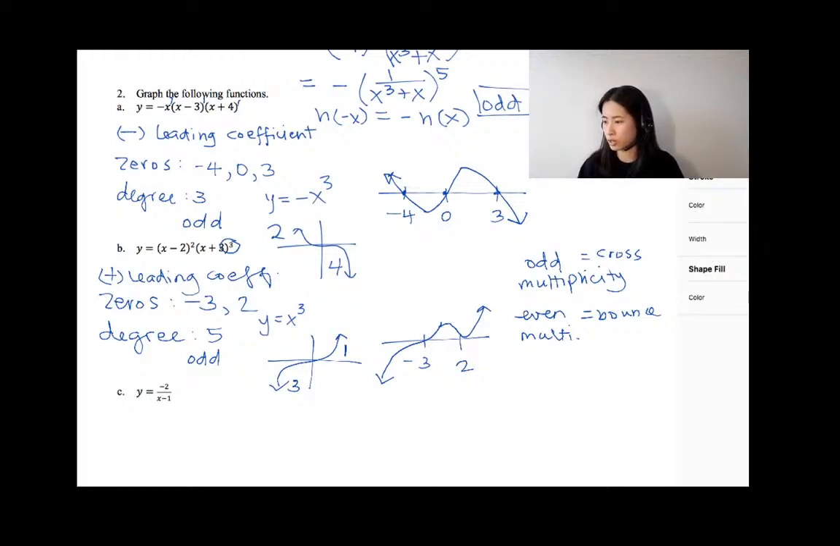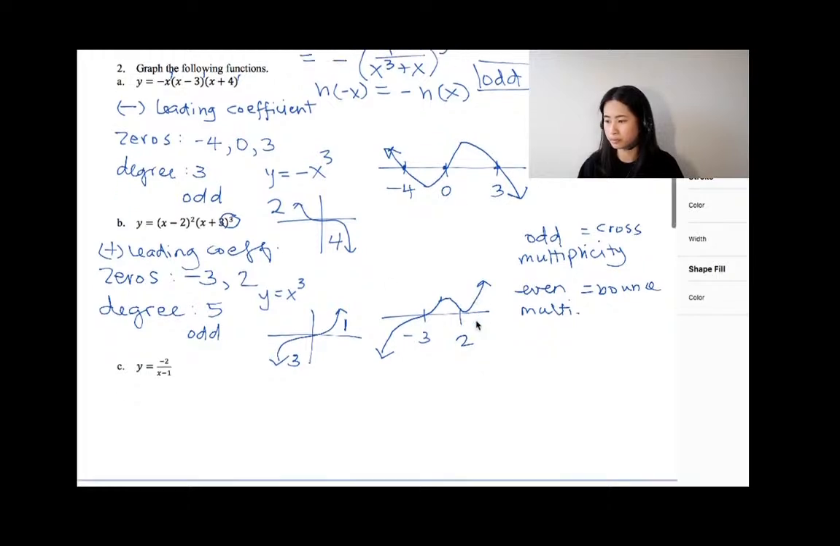So let's move on to question C. We can see that this is a rational function. If it's a rational function, that means you're going to have a numerator and a denominator. Respectively, you have x minus 1. If it's a rational function, you need to determine whether it has asymptotes, because we know that rational functions have asymptotes. So we can start with vertical asymptote. For vertical asymptote, you can really assess that in your denominator.